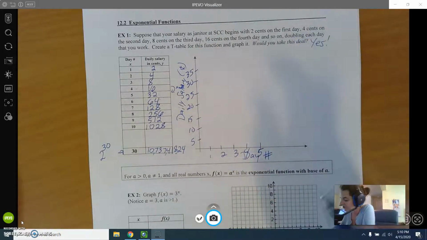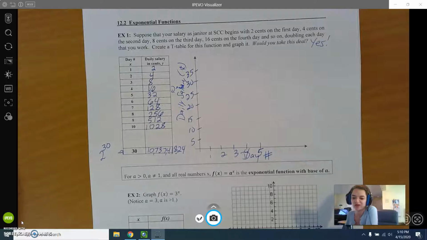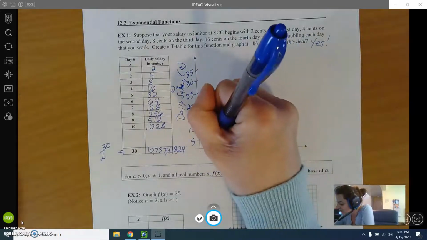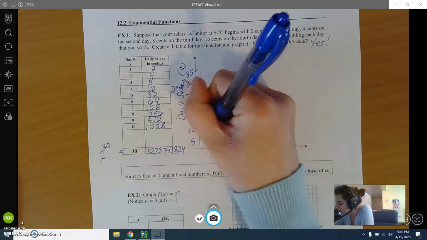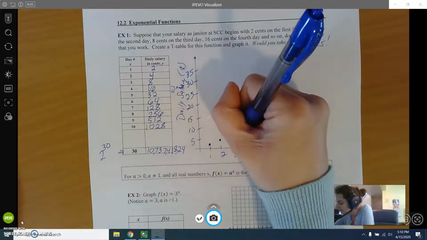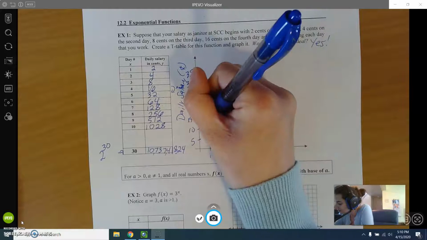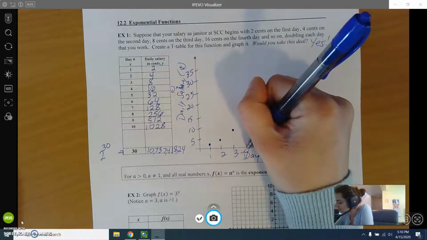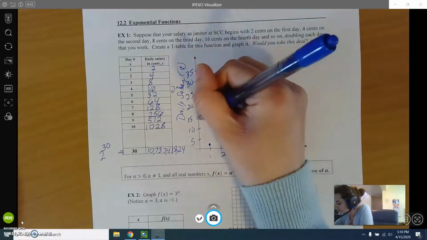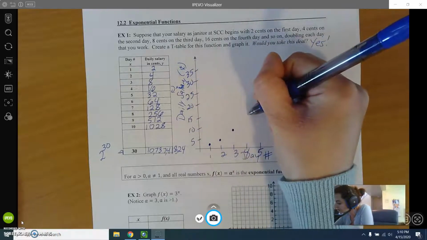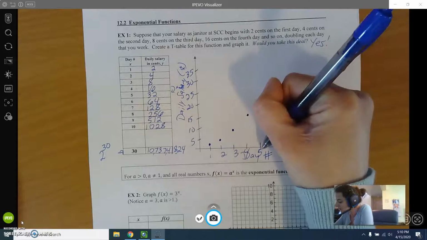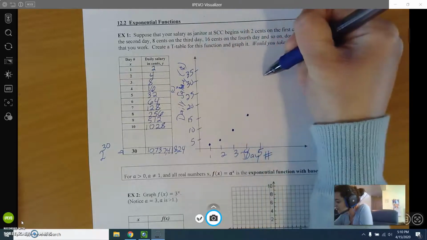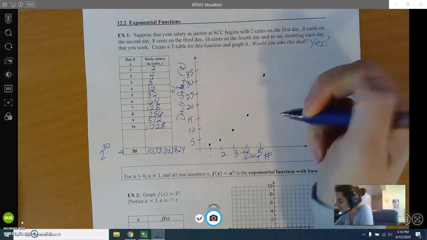I'm just going to graph the first 5 days so you guys can get a feel of what it looks like. So on day 1, we were getting 2 cents. Day 2 was 4 cents. Day 3 was 8 cents. So here's 10. 8 would be a little bit less. Day 4 was 16 cents. So here's 15. 16 would be just a little above. And day 5 was 32 cents. So here's 30. So that would be 32. It looks about like that.